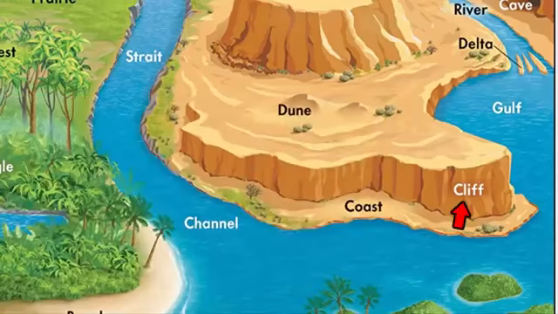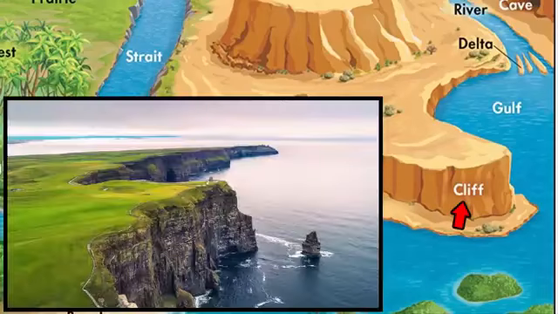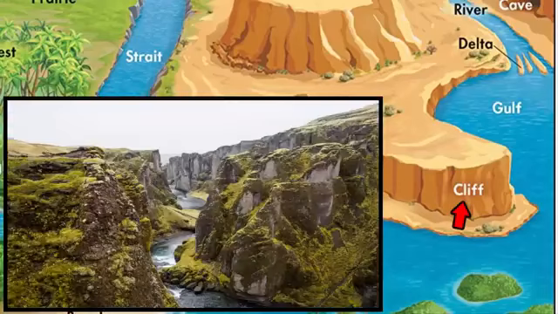The next one is cliff. If you look at a cliff, they are vertical and exposed rock, basically an elevated piece of landform, and they are found near coastal region and riverbed.